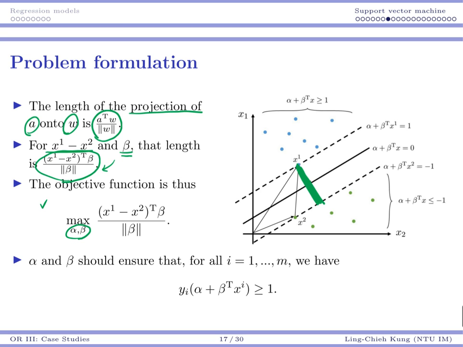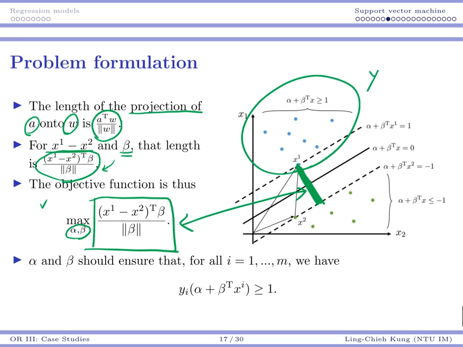We want to find alpha and beta to minimize the distance we just derived, which is this one. Of course, alpha and beta are doing separation. So the constraint is that for each point, for the blue points whose y are all positive, or 1, we should get alpha plus beta transpose x greater than or equal to 1. And for those green points where y is -1, we want alpha plus beta transpose x to be less than or equal to -1.